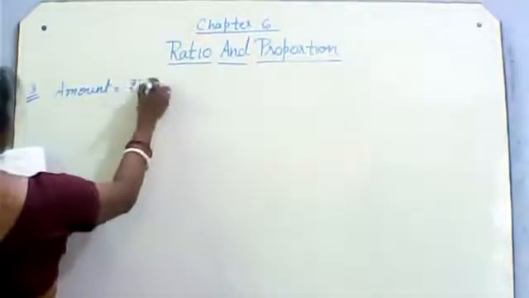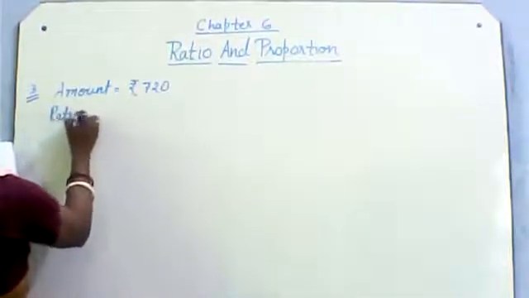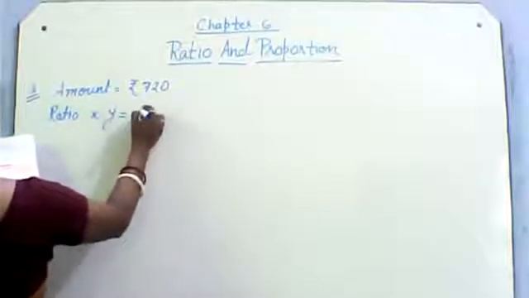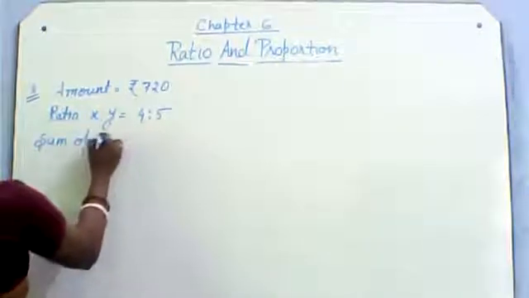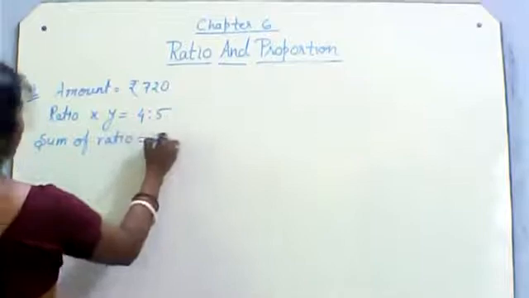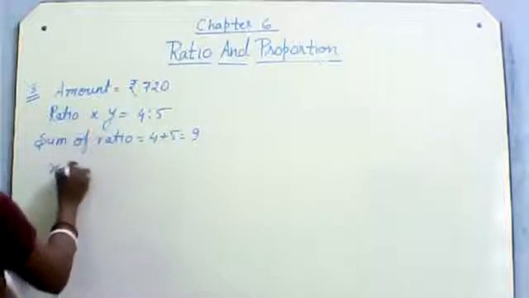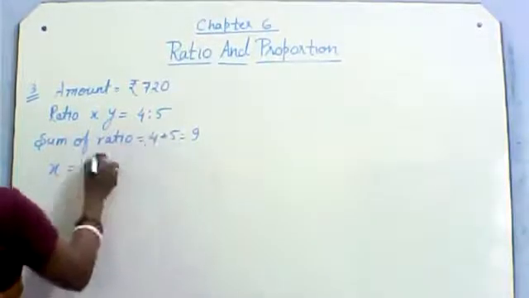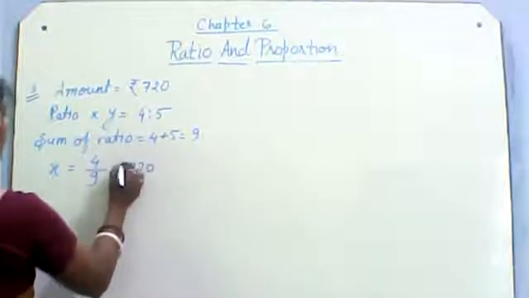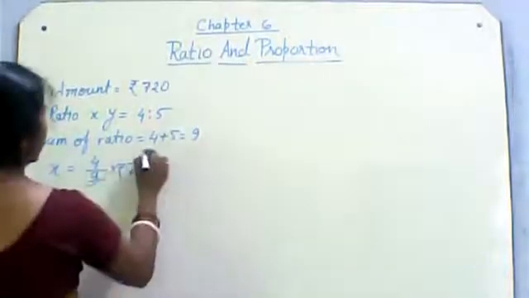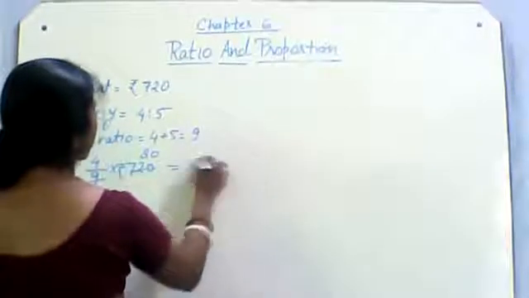equal to rupees 720. Okay, and ratio x to ratio y is equal to 4:5. Now you have to find the sum of the ratio, that is 4 plus 5 is 9. Now first part, x equals first part 4 upon sum of ratio 9 into 720 rupees. 9 times 80 is 720, so this will be 320.